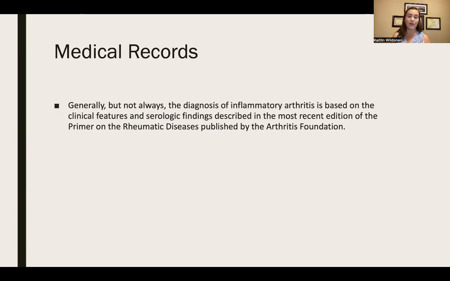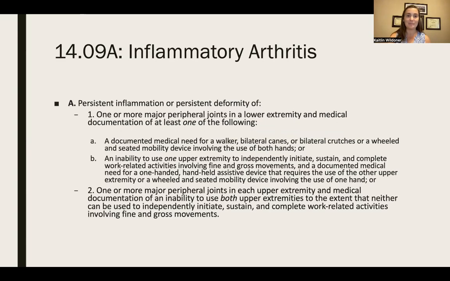When it comes to medical records with RA, Social Security is generally going to look at the clinical features and serologic findings described in the most recent edition of the Primer on Rheumatic Diseases published by the Arthritis Foundation. So talk to your doctor about that. Make sure they are documenting the file to indicate what features and findings you have that match up with that Primer on Rheumatic Diseases most recently published by the Arthritis Foundation.